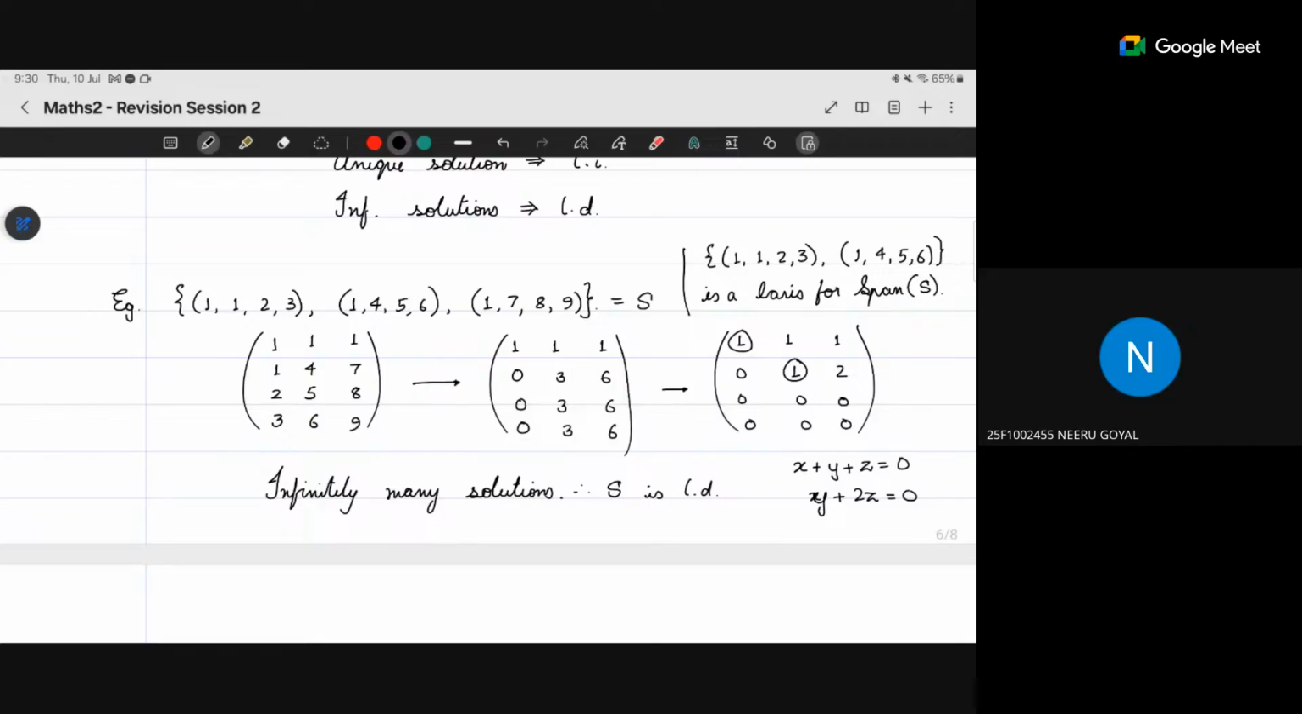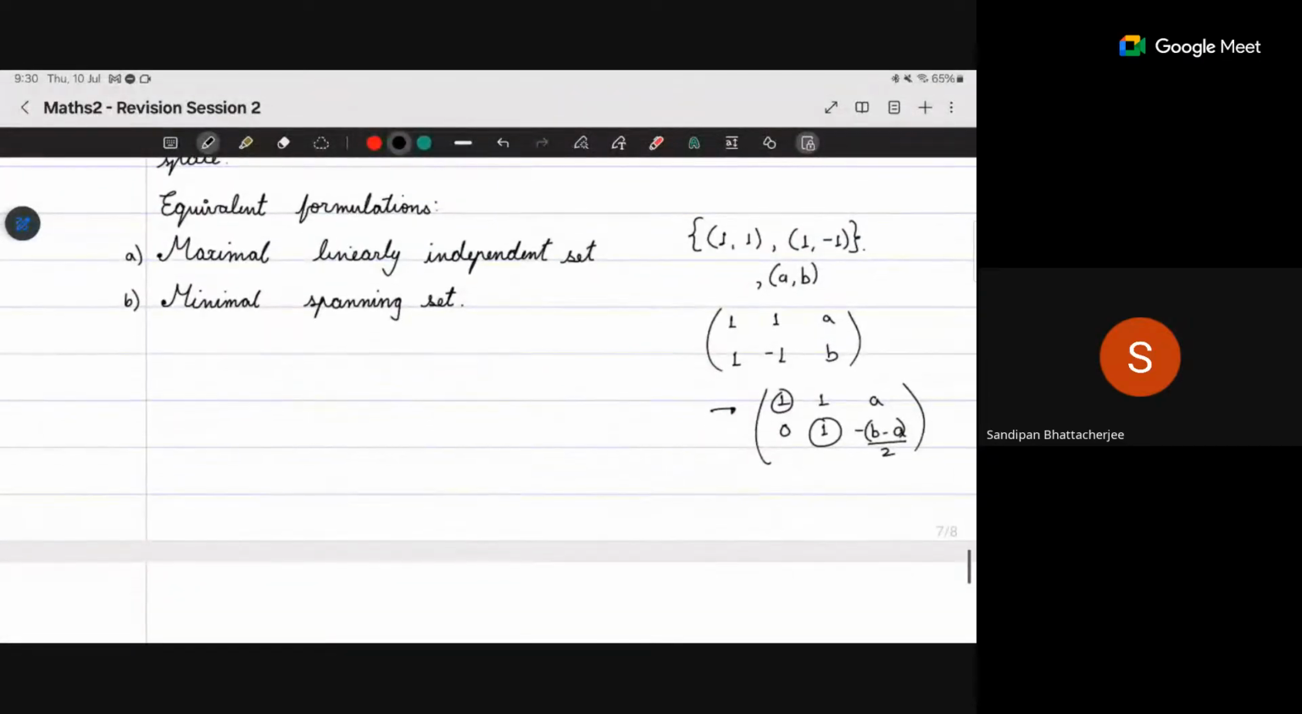The basis has to be linearly independent. I'm not saying that the set that we started out with is a basis. We figured out that this two element set is a basis for the subspace which is span S. Is that okay? Okay, sir. Yes, sir. All right.